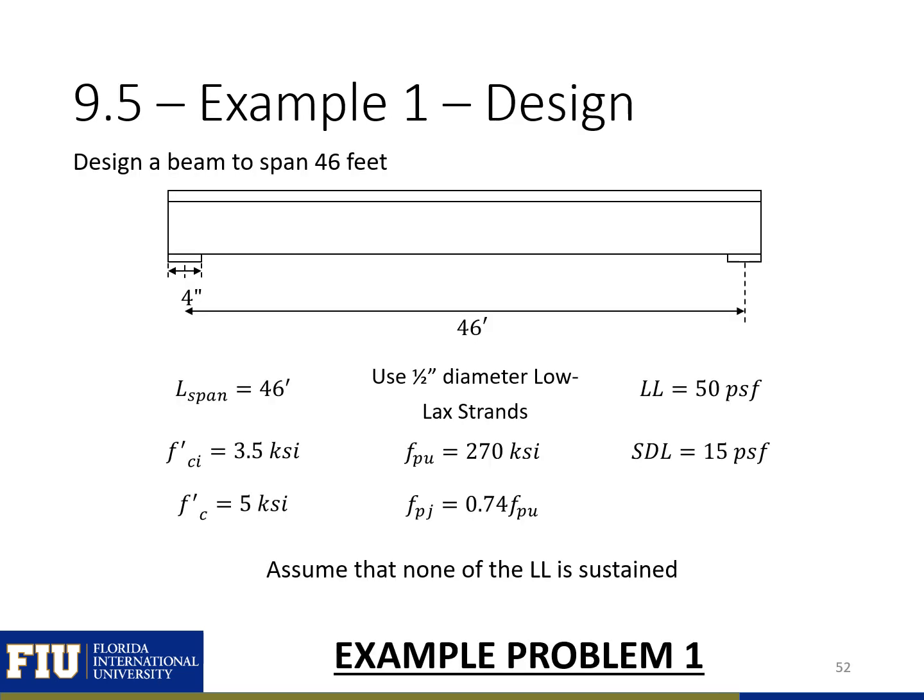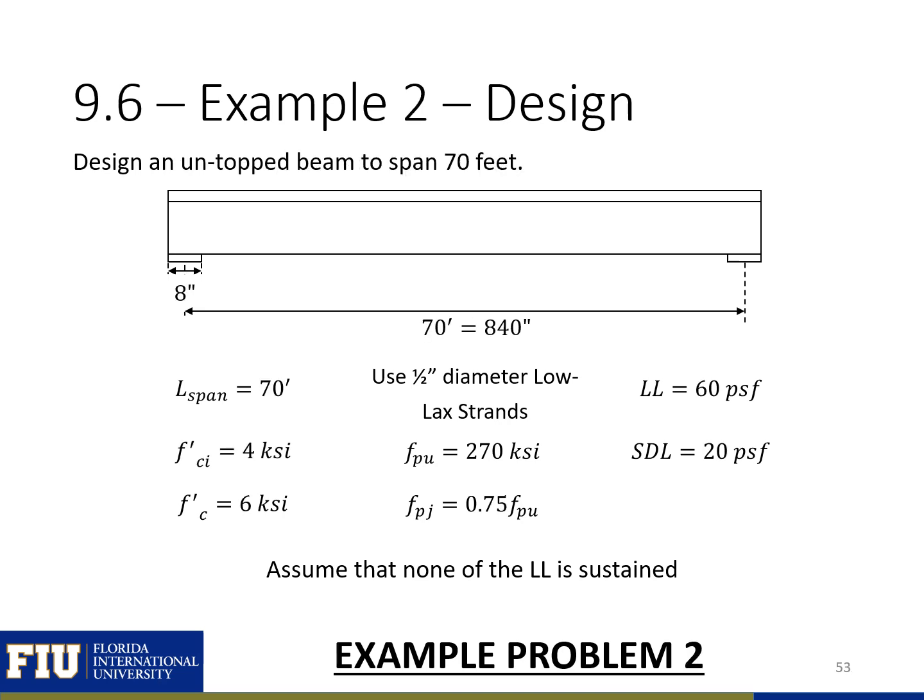At this point, you can pause this presentation and go to Example 1, where we design a beam to span 46 feet with the given parameters. Example 2 is a full design of an untopped beam to span 70 feet with the given parameters.